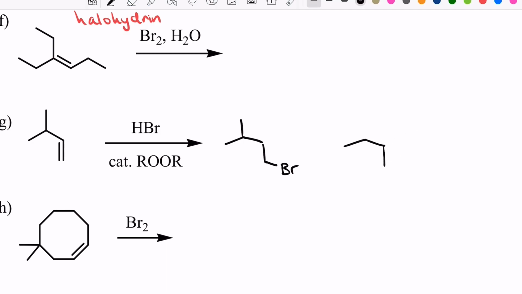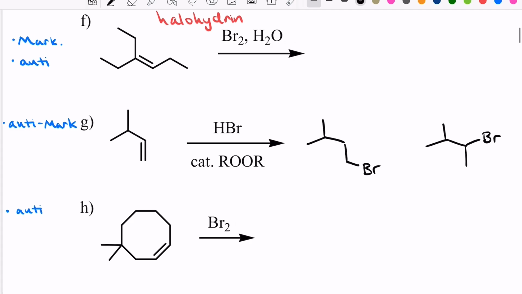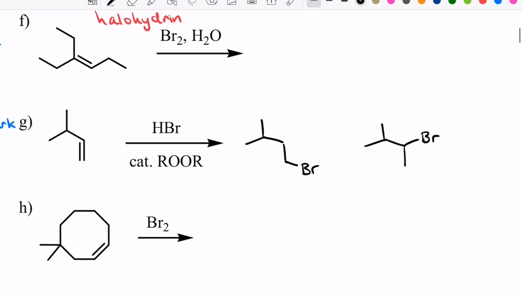I'm going to redraw. Br is going to get added there as well. But this reaction says it's anti-Markovnikov, so that's going to be our major product. So this is our major product. This is our minor product.